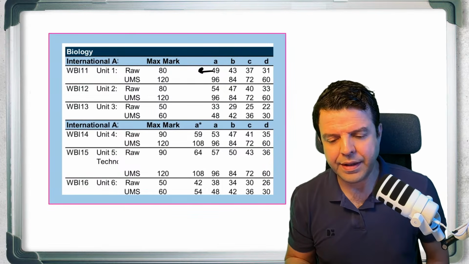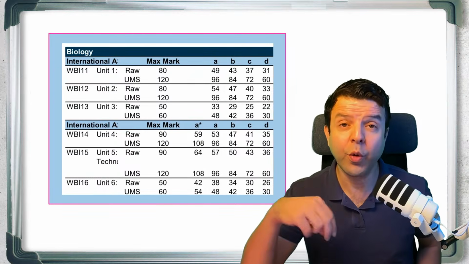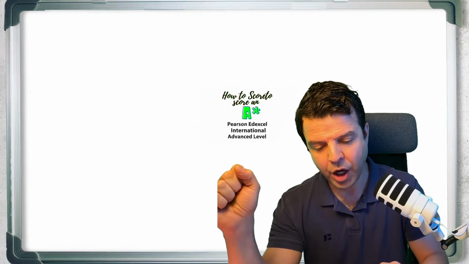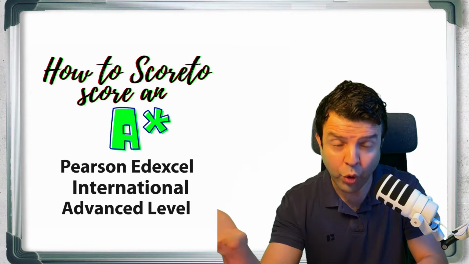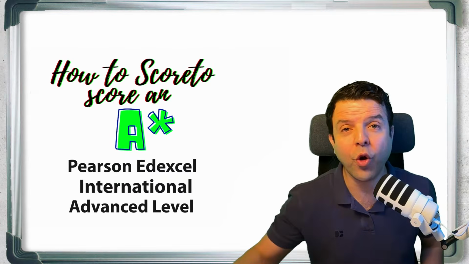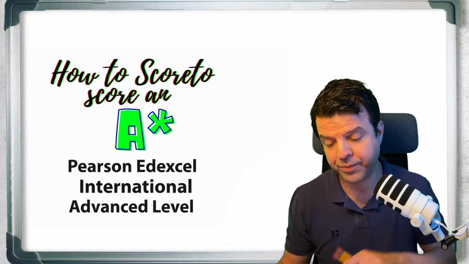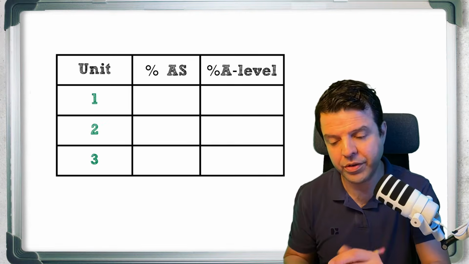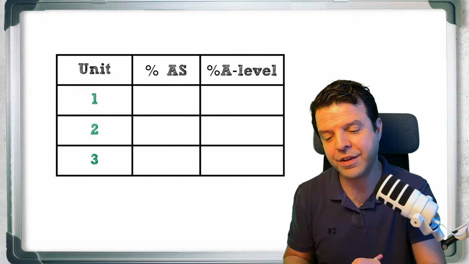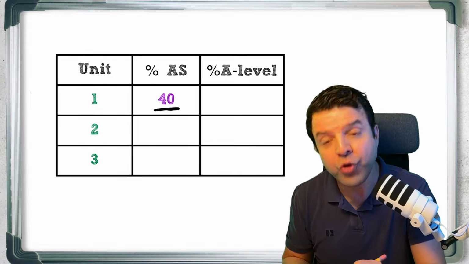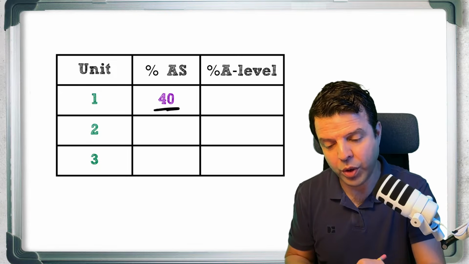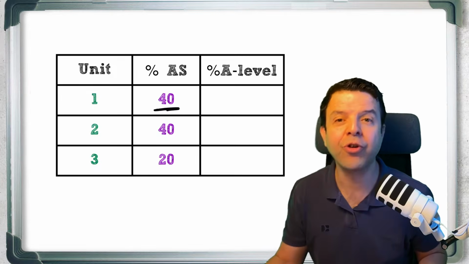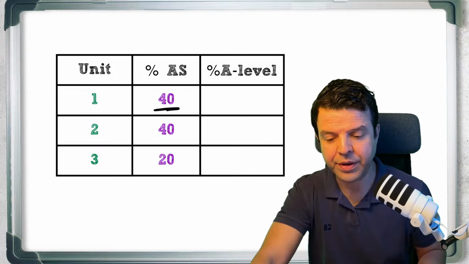Now, if you've lost marks in Unit 1 and you want to recover or make up for those marks, how much do you need to score so that you can get an overall A or A star in A-level biology? So just a quick reminder about the weights of these units. You have 40% for Unit 1, 40% for Unit 2, and Unit 3 is half credit, it's 20%.